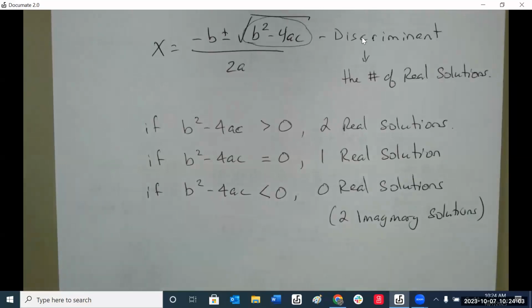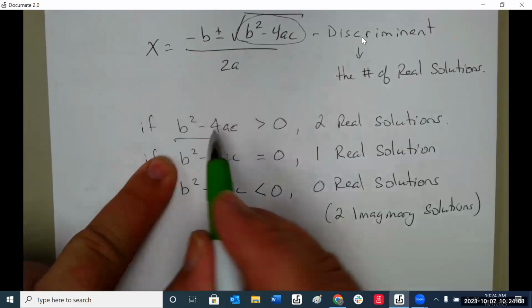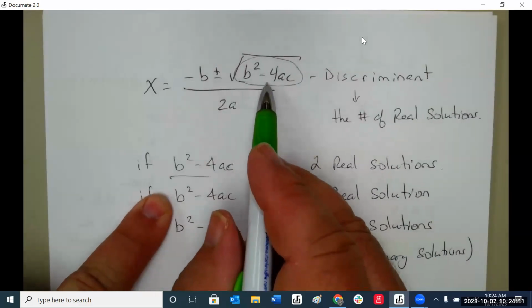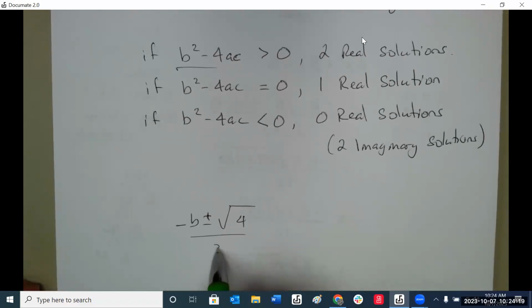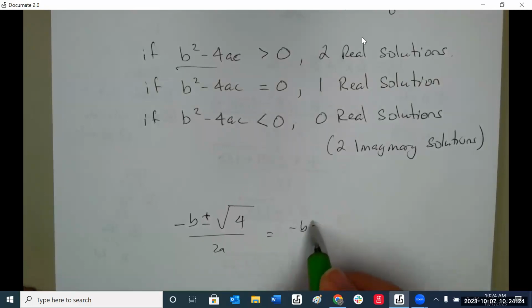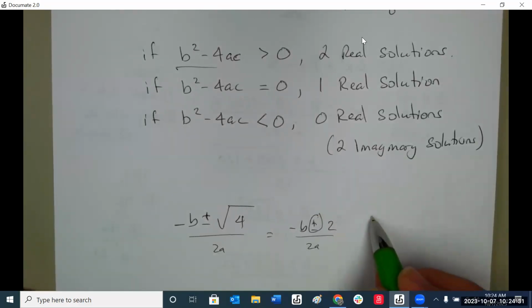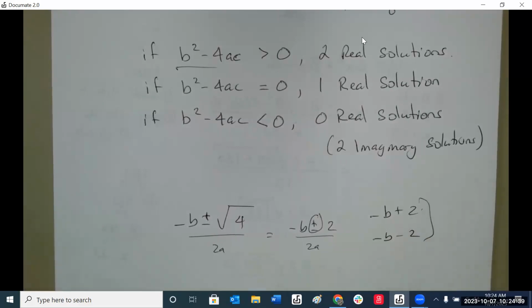Now, it sounds pretty impressive, but if you think about it, this number here is inside the square root, right? So if we had, let's say, the number 4 there, that's a positive number, so we can take a square root of it. We're going to have two solutions because we have negative b plus 2, over 2a, and negative b minus 2. So that'll give us two answers.